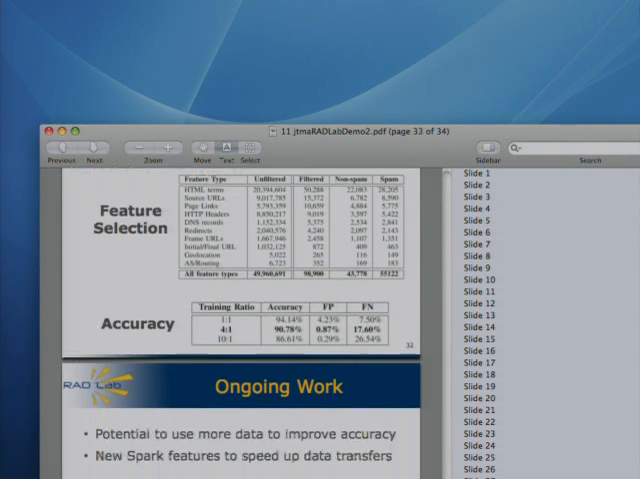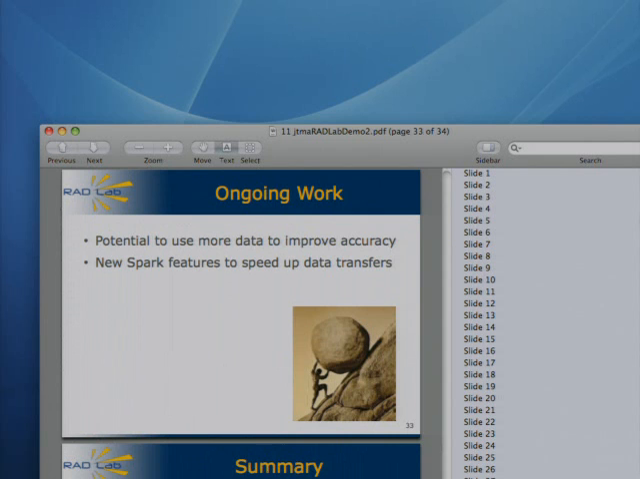But with this ongoing work, I'm encouraged that, being able to read data from a schema format, we can scale our analysis better. There's a potential to process more data to improve the accuracy. And we have some other things ongoing with Spark in terms of system-side, communication-side optimizations that we hope can help things as well.